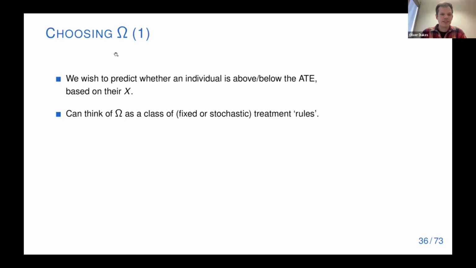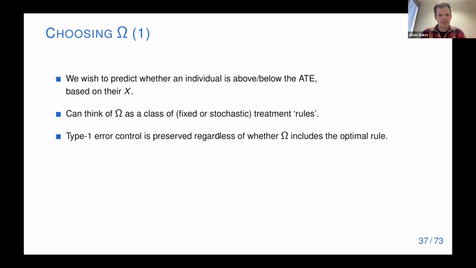So maybe it seems a little mysterious what this big omega is, but you can think about this as being like a class of decision rules. In fact, maybe it's easy to think of fixed rules, but it can also include stochastic rules for basically predicting whether someone is above or below the average treatment effect based on their covariates. All right. So maybe you can think of a situation where you might want to treat only people whose effect is greater than the ATE on the additive scale, and that you might learn a decision rule in order to implement this. So this is kind of the situation we're in here, right? We're trying to learn the optimal rule.